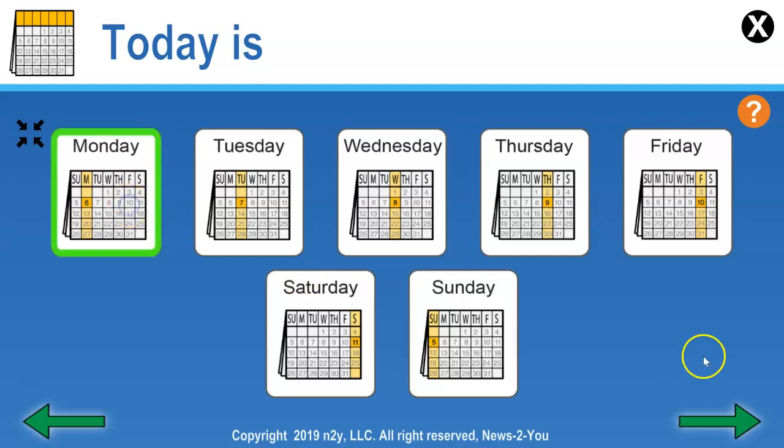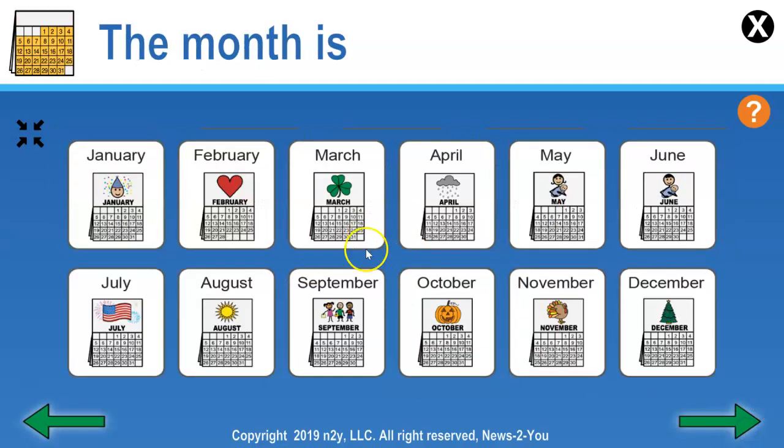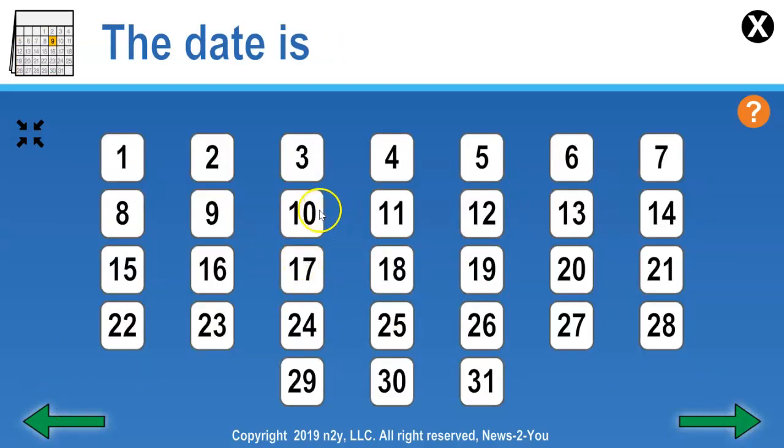So they pick the day. Let's say it's Monday. They pick the month. Let's say it is August. Then they pick the day. 10th.